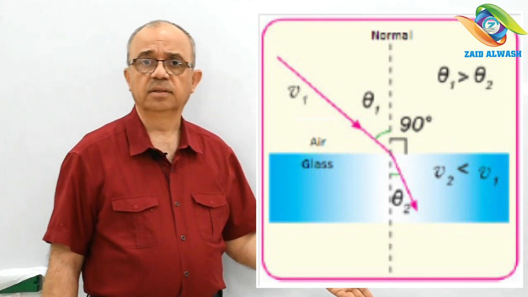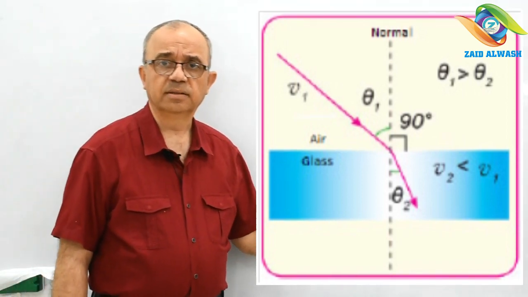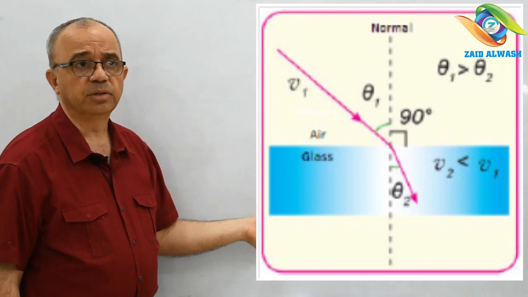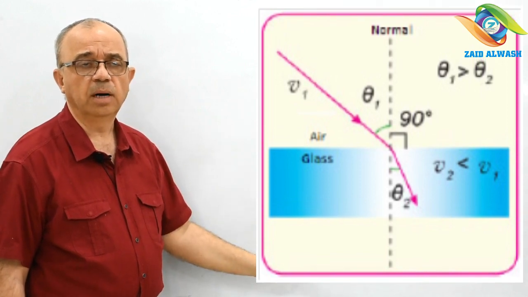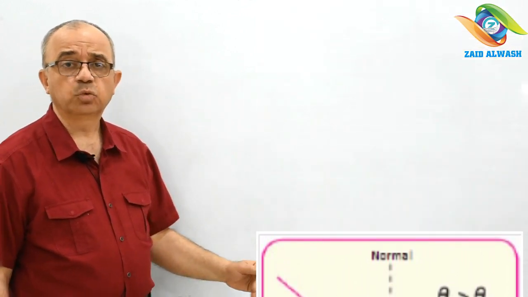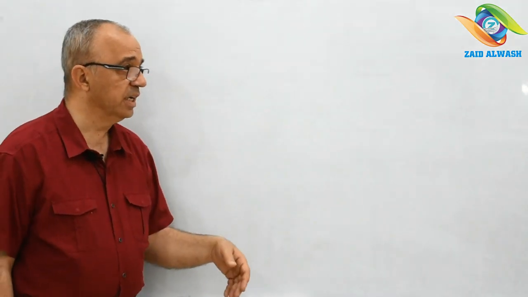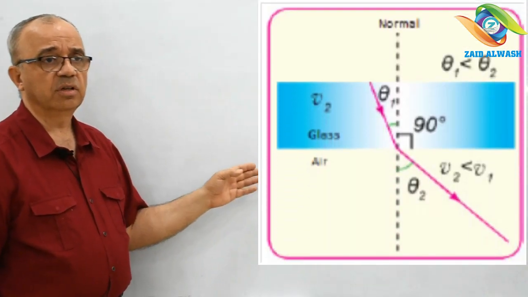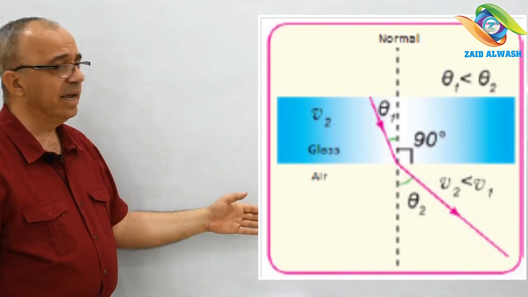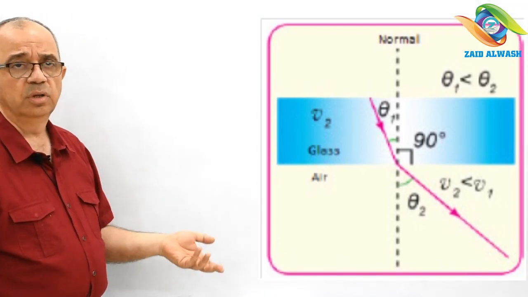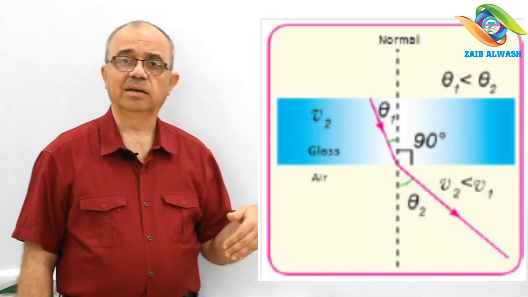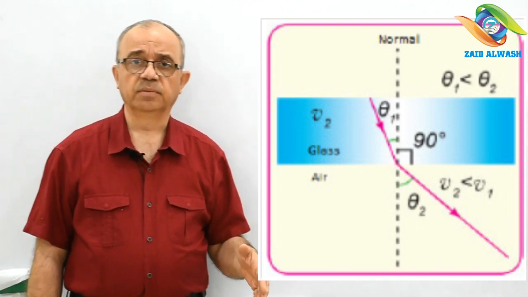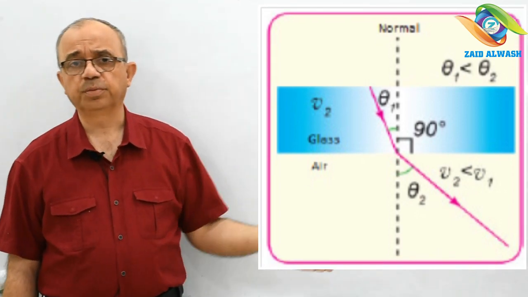We know that. But what happens to it? It moves closer to the normal. But when it travels, as you see in the figure, from a high optical density to a low optical density, it will move away from the normal.